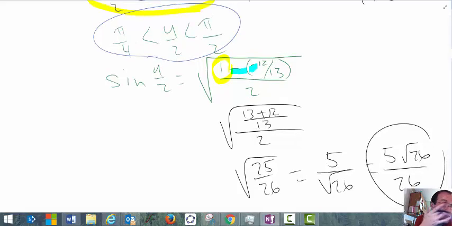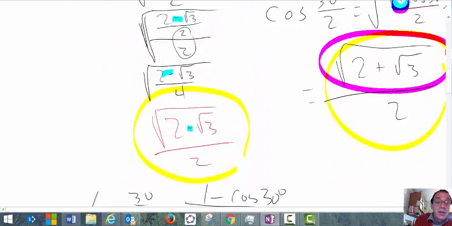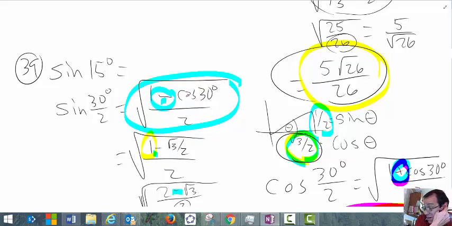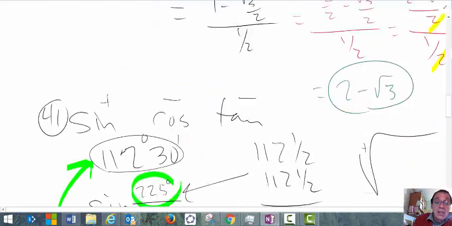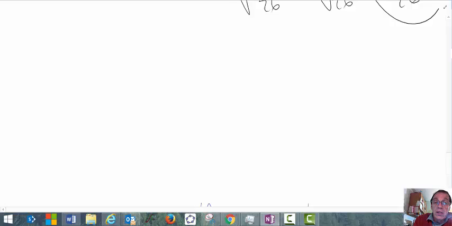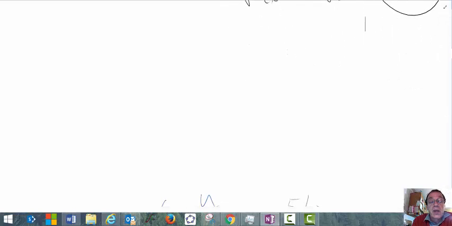Now the cosine and the tangent, you just follow the rules just like it says up here. If you want to see some more, there's another video connected on the web page. You can certainly look at that. It's on YouTube. But I think I'm done with 47.